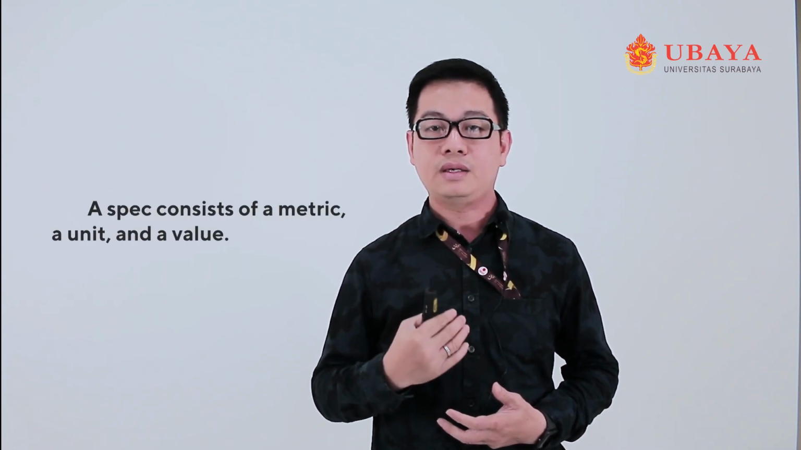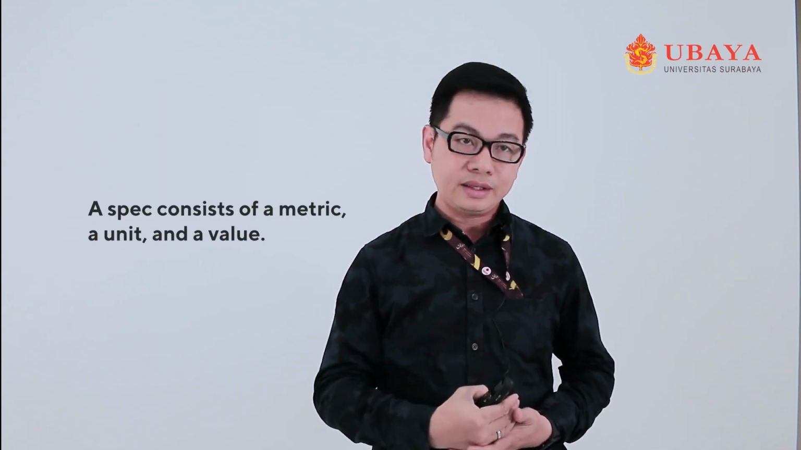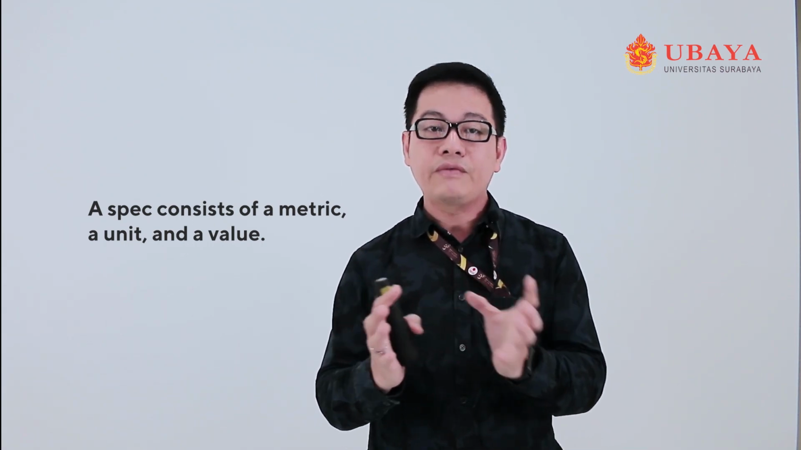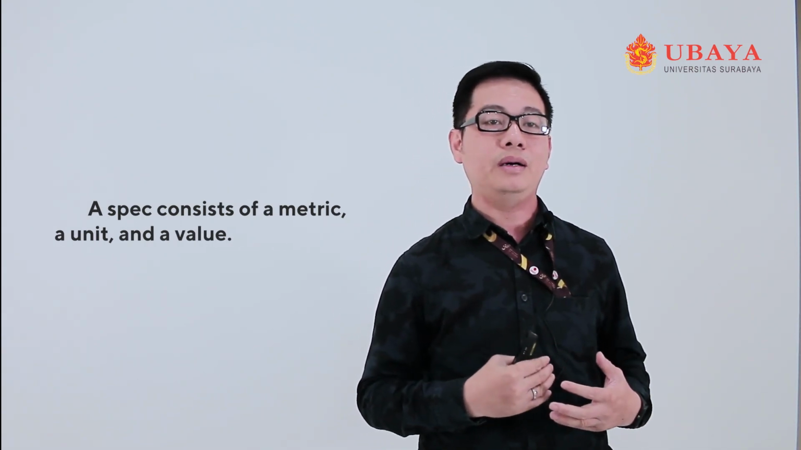So spec actually stands for specification. Specs is a set of specifications. One principle which is very important for product specification is that it consists of a metric, a unit, and a value. One example, when we are talking about velocity or speed, what is the unit and the value? So the unit is perhaps meter per second, and the value is, for example, 100 meters per second.